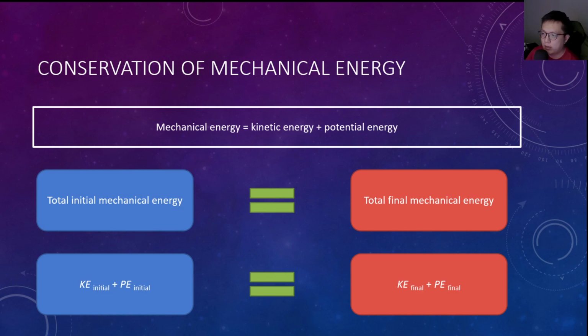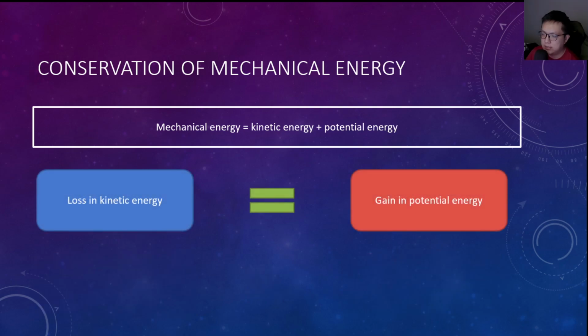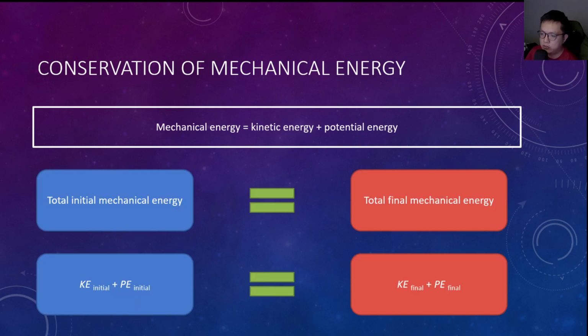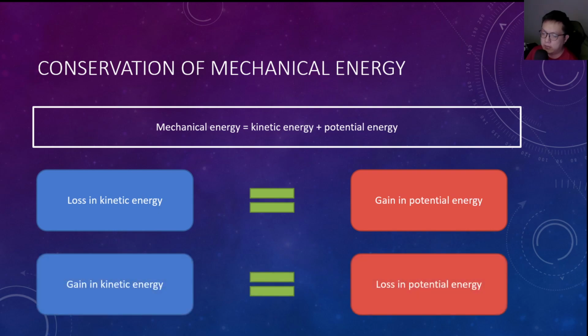Next, you have loss in KE is equal to gain in PE. So again, when we talk about conservation of mechanical energy, we are just rearranging this equation here. If I shift KE final to this side and PE initial to the other side, you can see that essentially I have loss in KE equals gain in PE. And the converse will also apply: gain in KE is equal to loss in PE. So for example, if your object is falling down, you are gaining KE but losing potential energy.